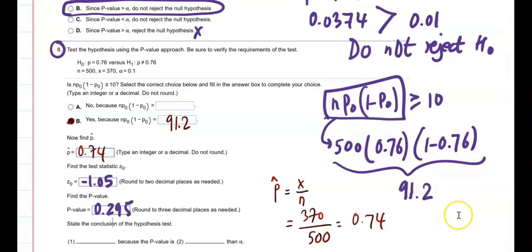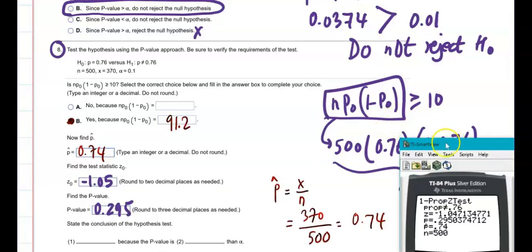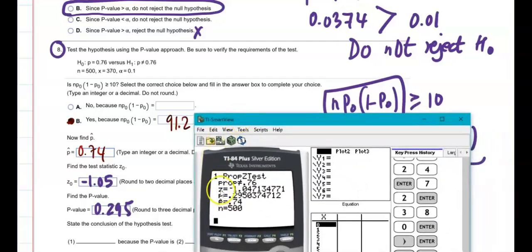Again, let me show you. Is it the same one? Yes. Let's see here. Test statistic is negative 1.05, rounded to 3 decimals. The p-value is going to be 0.295.